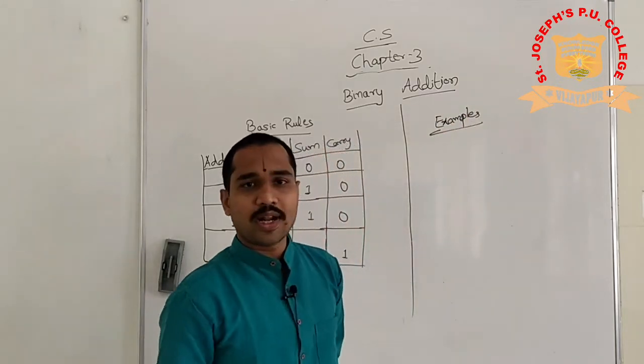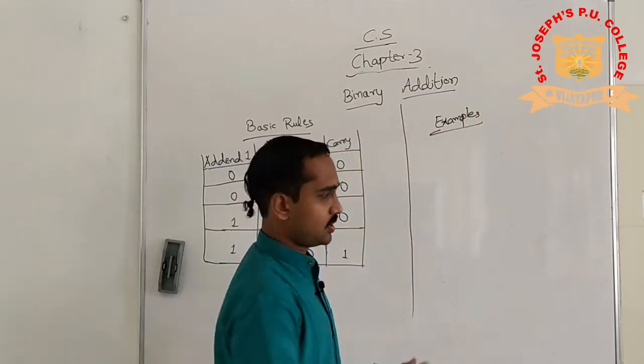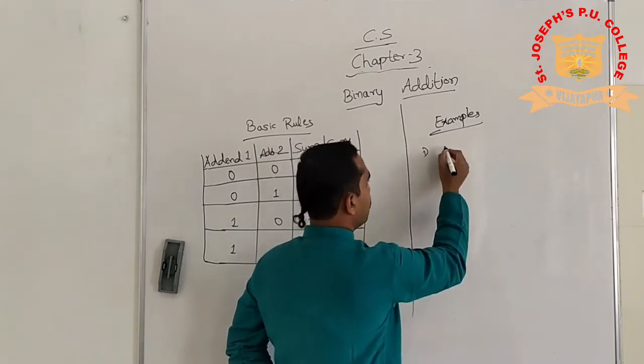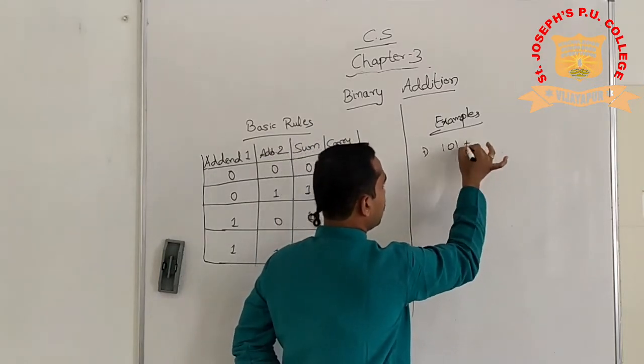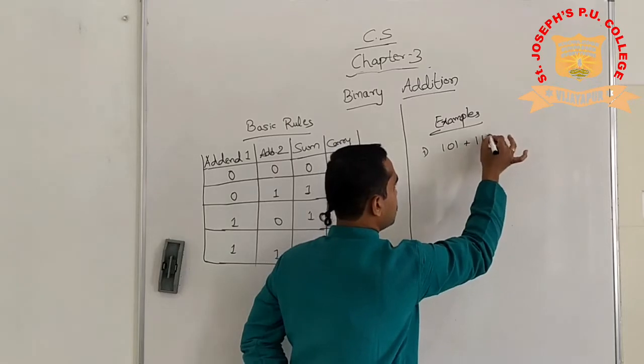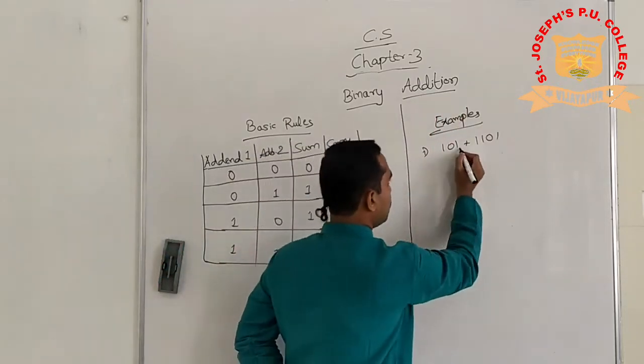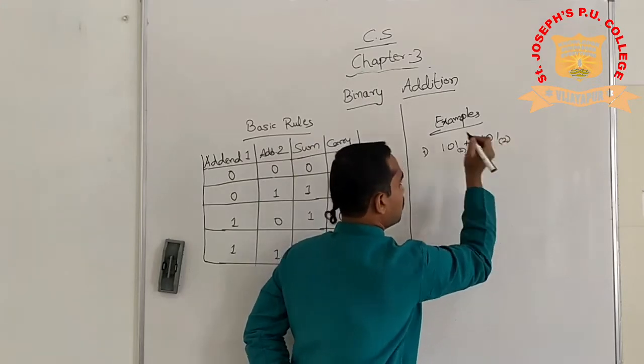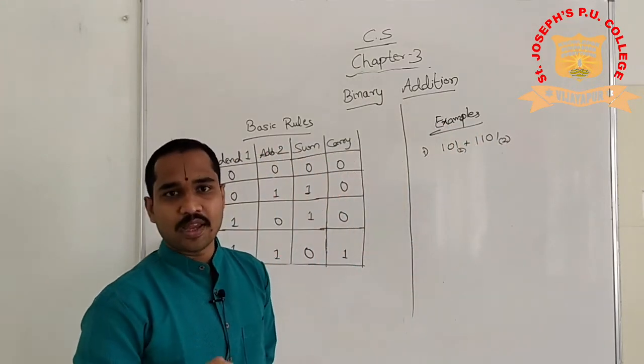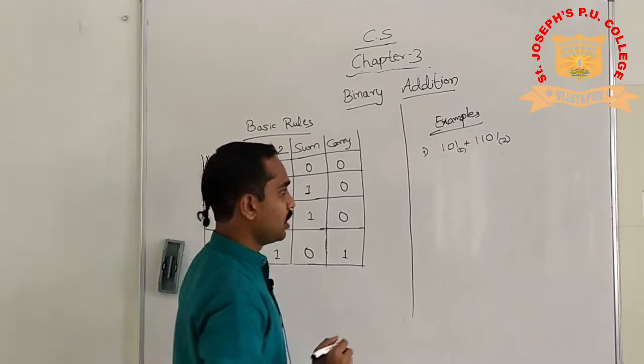Fine. Now there are two binary numbers. Example 1: 101 plus 1101. These are binary numbers. Now you want to add them and tell the result. How to add?